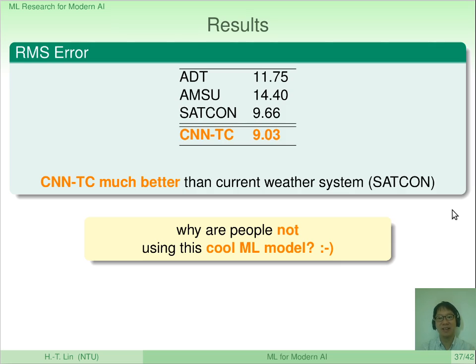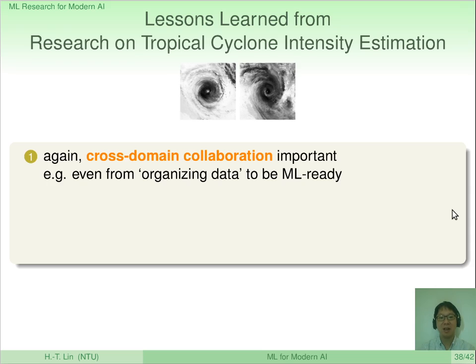That's their current thought. And what are the lessons learned? I don't have time to go through every detail, but first, it's still important to have cross-domain collaboration so we can organize the data to be machine learning ready and get the domain knowledge to design our model.